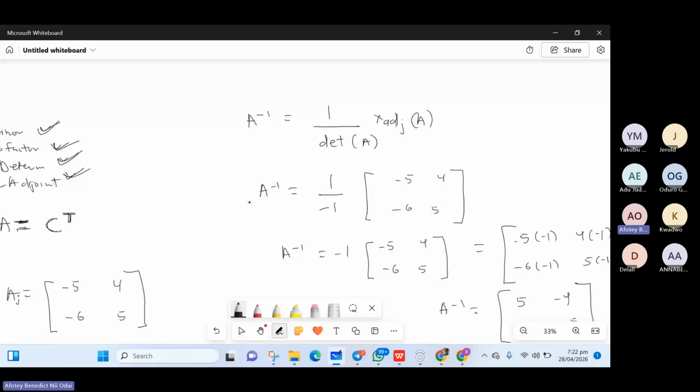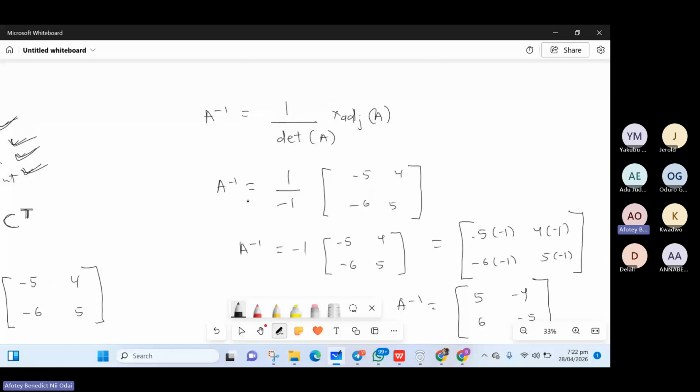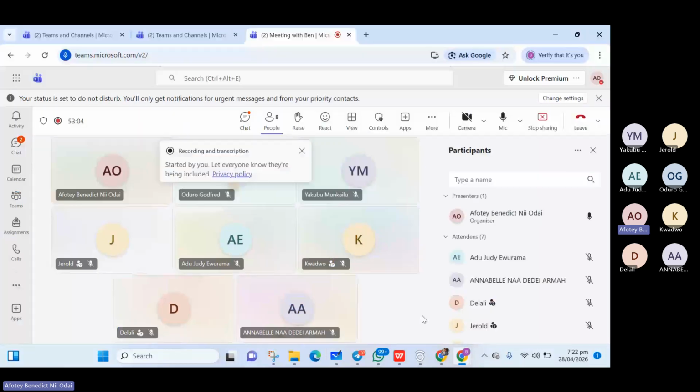And please, do we get this, or do we need one more example? Is any part not clear? I want to hear from everyone. Is it clear? Because this is very important before we move on. Okay, a thumbs up from Godfred. Hello, Judy. Hello, Kojo, Annabelle. Okay, so let's move on.